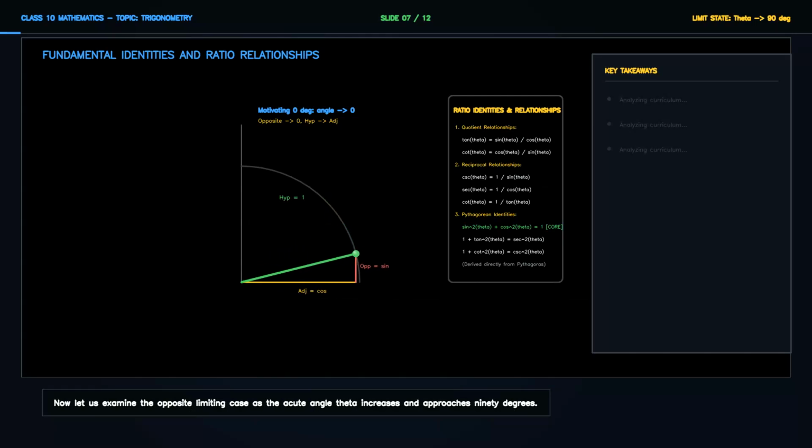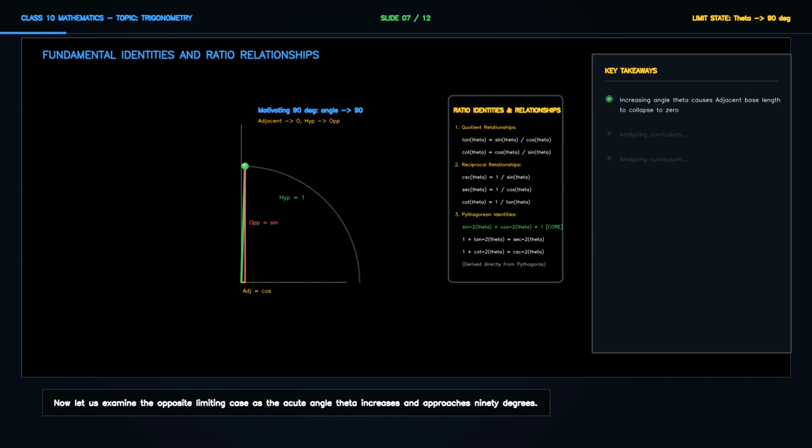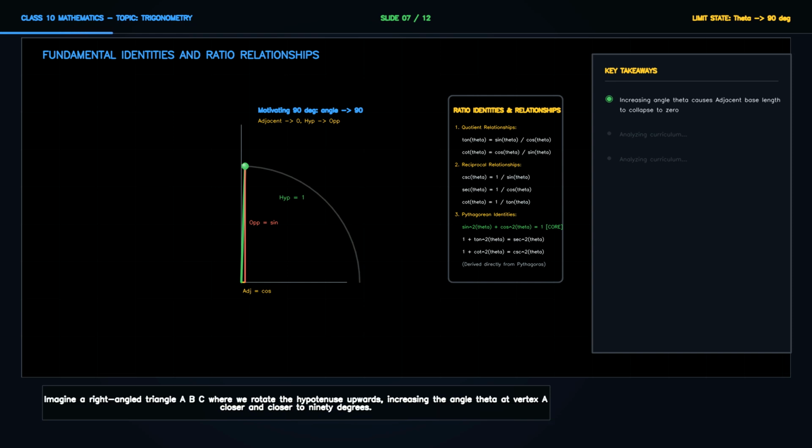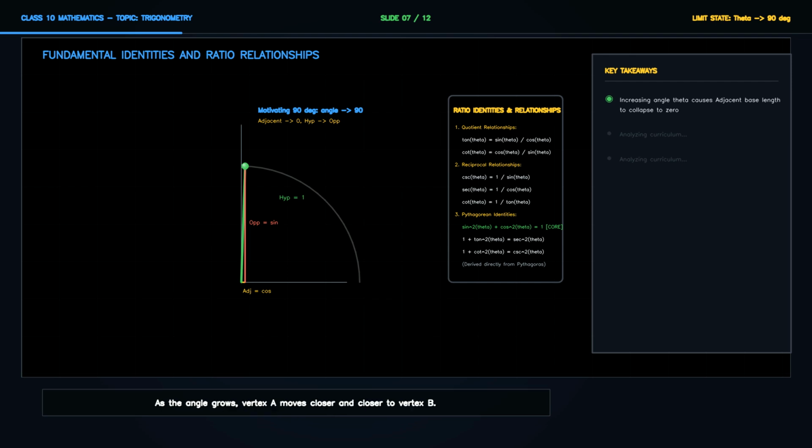Now let us examine the opposite limiting case as the acute angle theta increases and approaches 90 degrees. Imagine a right-angled triangle ABC where we rotate the hypotenuse upwards, increasing the angle theta at vertex A closer and closer to 90 degrees. As the angle grows, vertex A moves closer and closer to vertex B. Consequently, the length of the base segment AB shrinks, collapsing towards a length of 0.